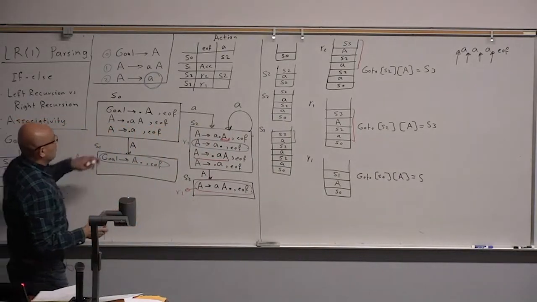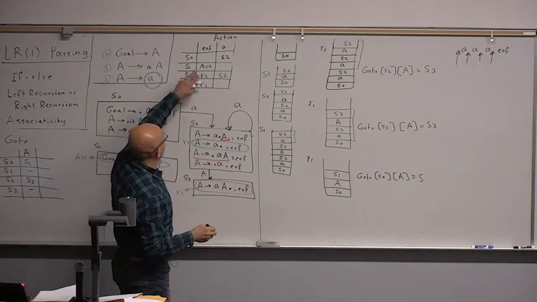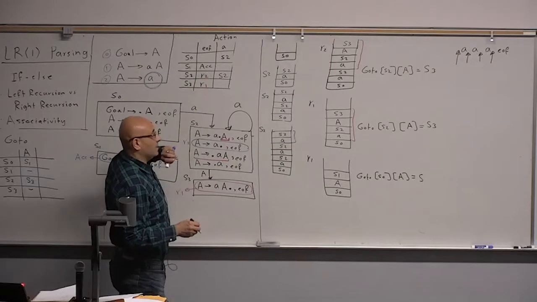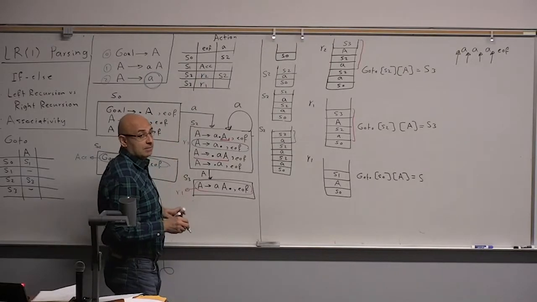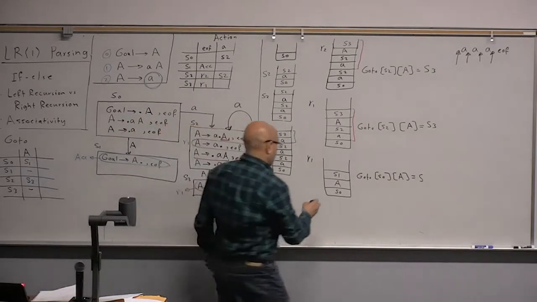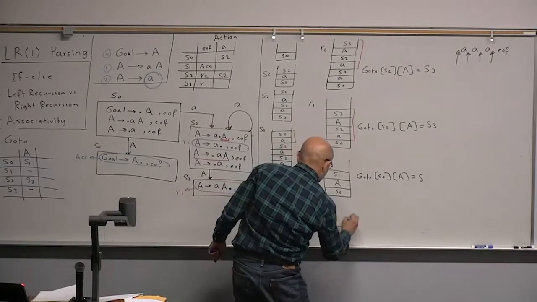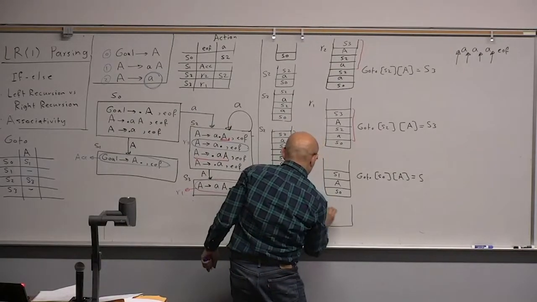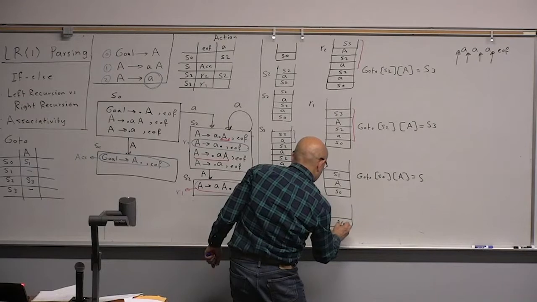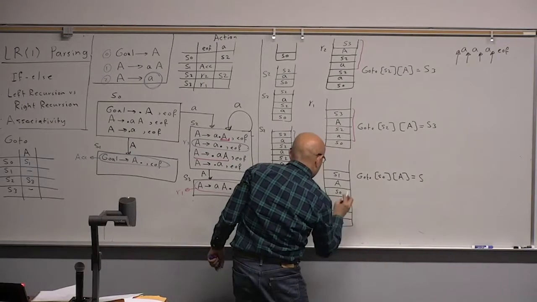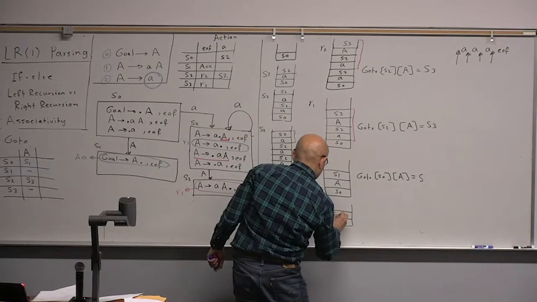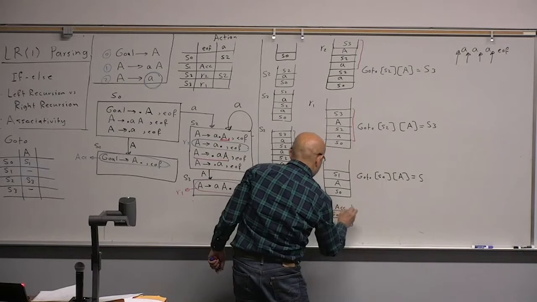Now, the action table: we are in S1 and we are seeing end of file. It says now accept. Okay, so now we accept. S0, and this is the goal, and accept.